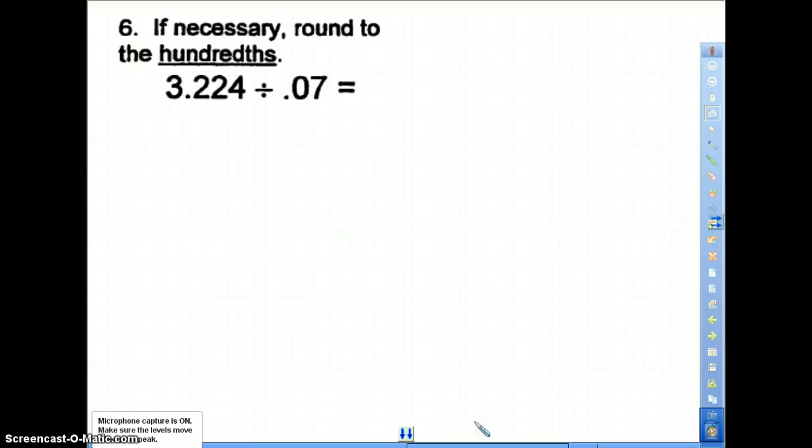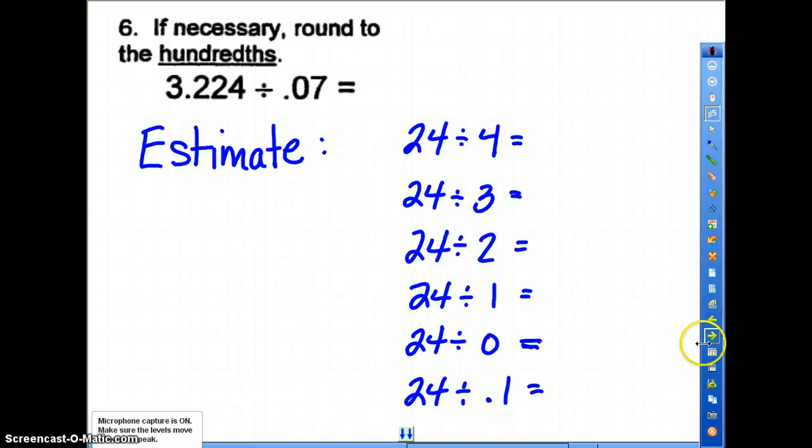Number 6 says, if necessary, round to the hundredths place. So I've got 3.224 divided by 0.07. And before I start, I want to estimate what my answer is. So forget about this problem for a minute. Take a look at what I've got going here. Help me work these out.